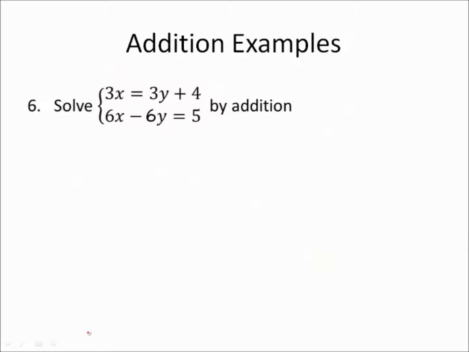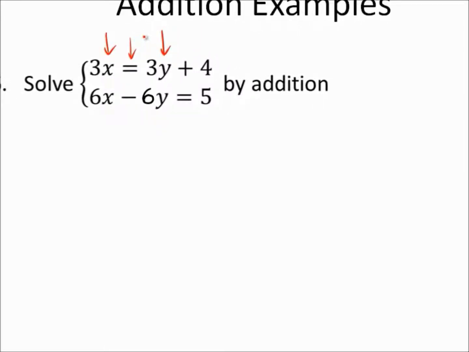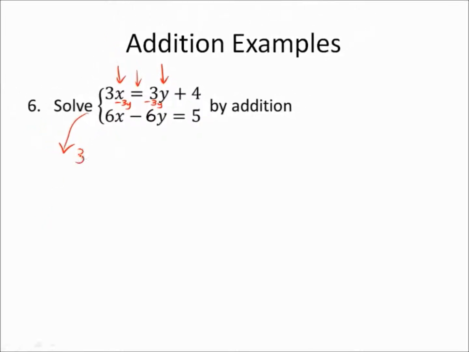Let's take a look at this example. This one looks lined up, but it's not because the equal sign is not lined up. So let's take the first equation and fix it up here. So minus 3y, we got 3x minus 3y equals 4. And the bottom equation gives us 6x minus 6y equals 5.